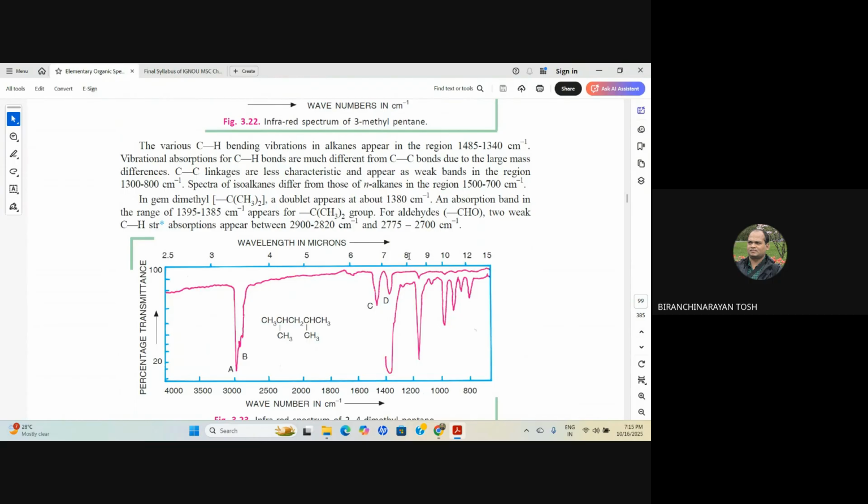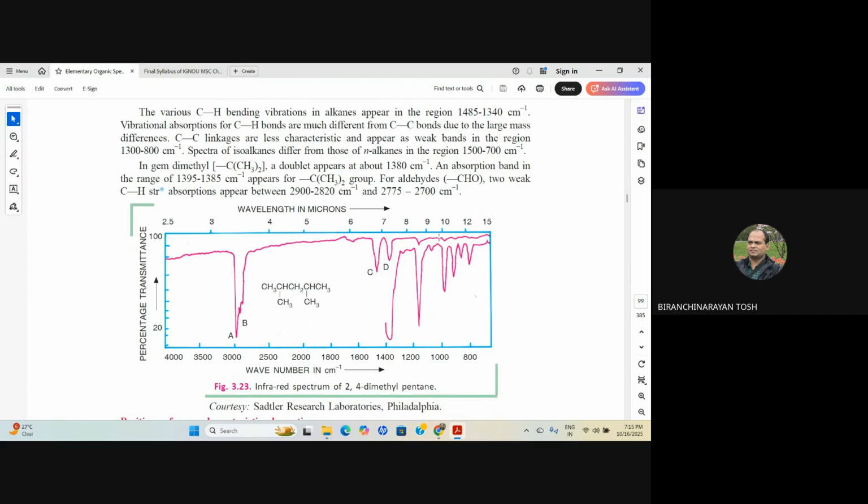And this is 2,4-dimethyl pentane. You can see this part is enlarged. Whatever is there, this is just the zoomed part of this one. Very weak peaks were there, so after zooming, it is clear. Same observation. Below 1500 we are getting all the stretching and bending peaks, and around 2900 we are getting the stretching peak of methylene and methyl group.